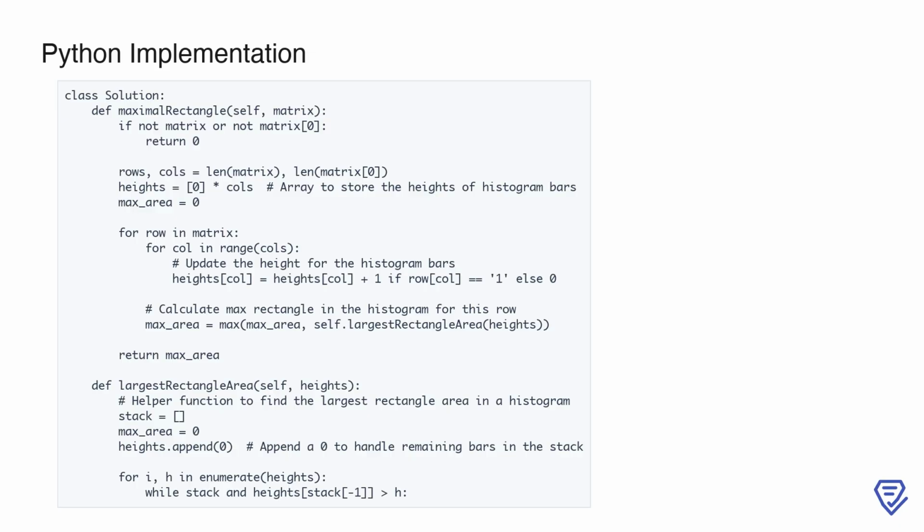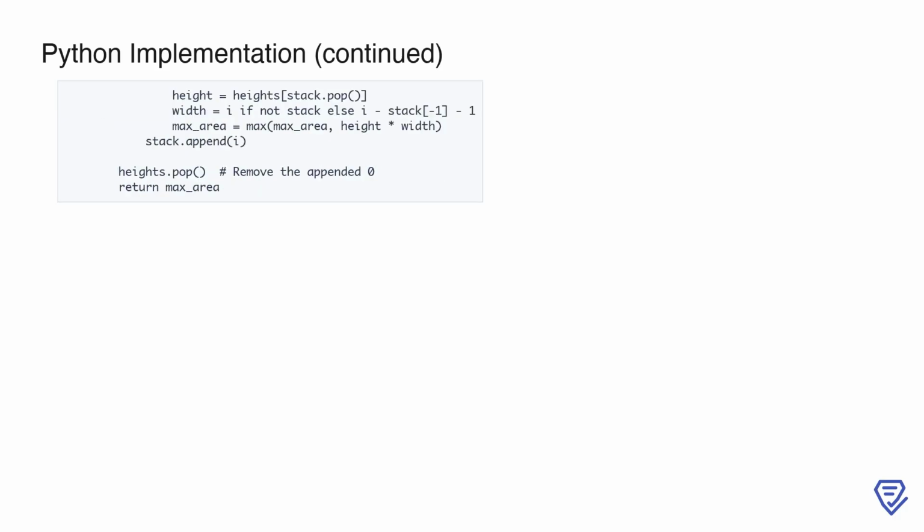After updating the histogram heights for the current row, we calculate the maximum rectangle area for this histogram using a helper function called largest rectangle area. Finally, we update the max_area variable with the maximum value found so far and return it at the end. In the largest rectangle area helper function, we calculate the largest rectangle area for a given histogram. We start by appending a 0 to the heights array to ensure we process any remaining bars in the stack at the end. We then use a stack to track the indices of histogram bars, and a variable max_area to store the maximum area encountered.